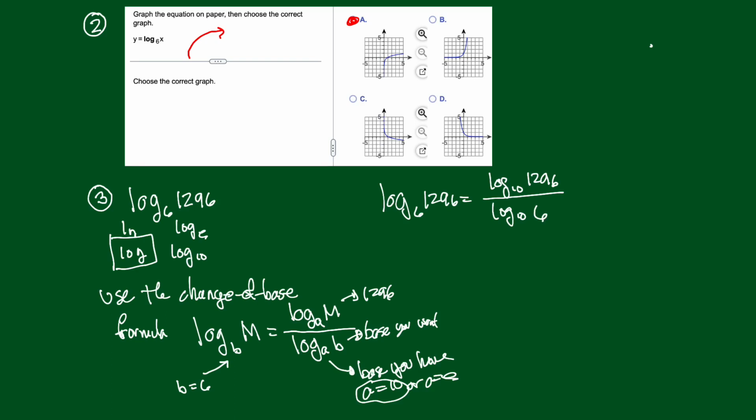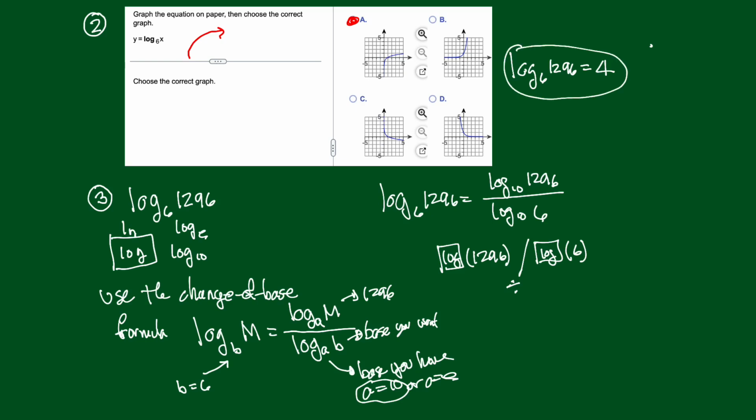Now, on our calculators, here's what I'm going to put in. I'm going to press the log key. I get a parenthesis, and then I put in 1296, close the parenthesis, press the divide key off to the right, you know, this key here. And then I press the log key again, and I get parentheses. I put in a 6, close the parenthesis, and I got this. I got the log base 6 of 1296 is equal to 4. All right?